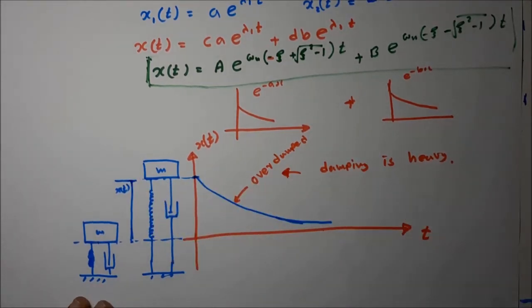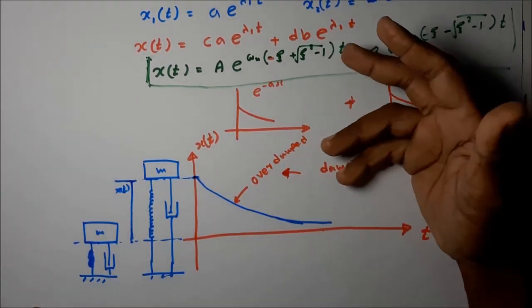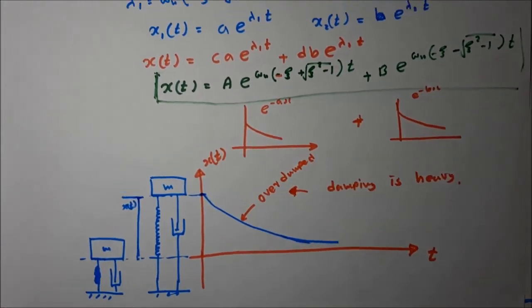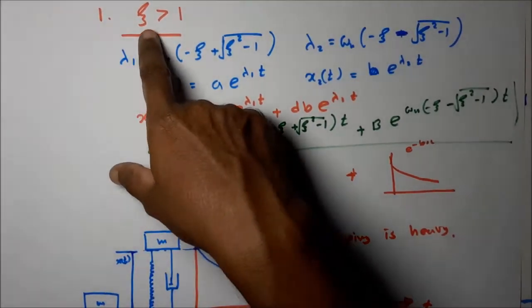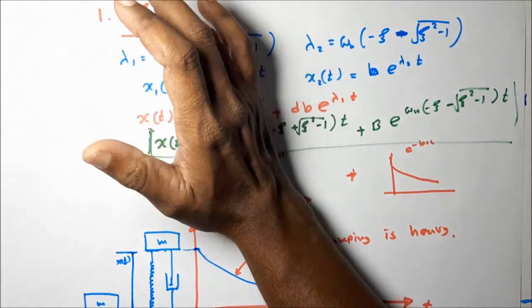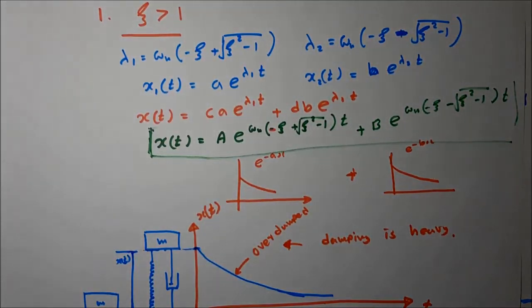It takes a longer time to reach the equilibrium position. Actually, it takes infinite time. At infinity, it goes to 0. This is the first situation, how the system behaves when theta is greater than 1, when the damping ratio is greater than 1. Then let's take the next situation.